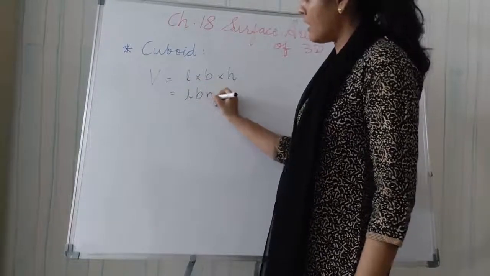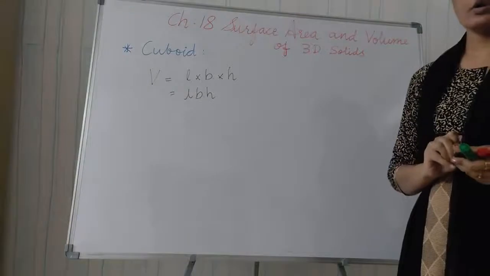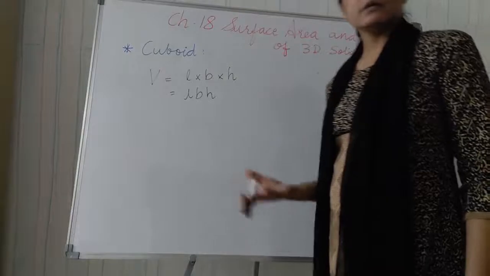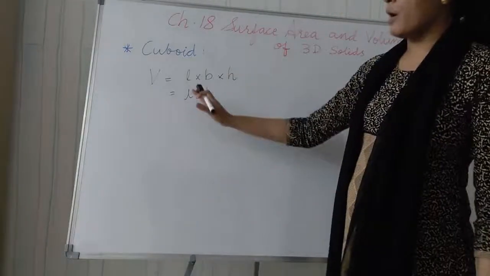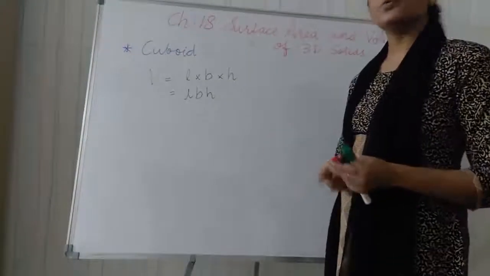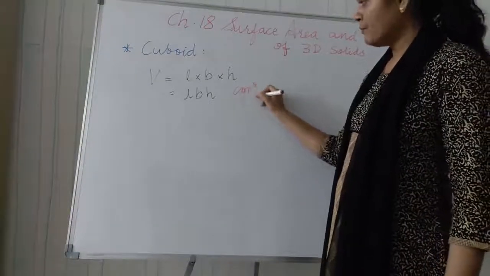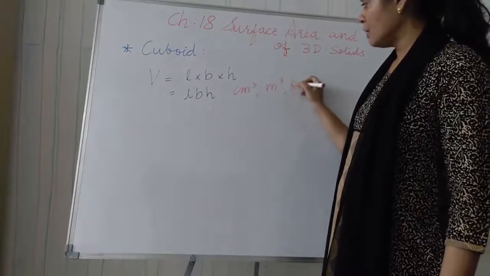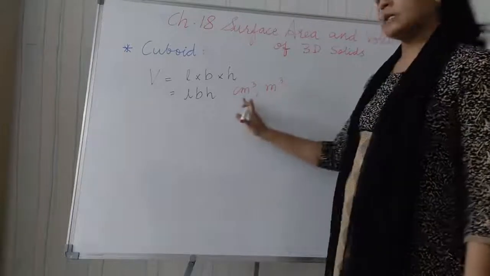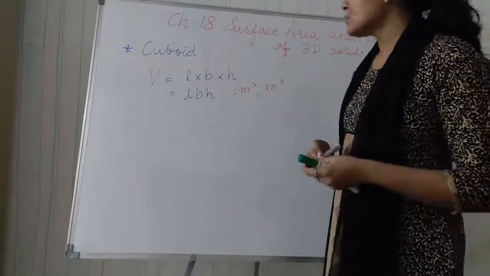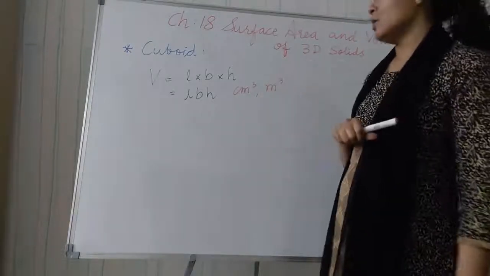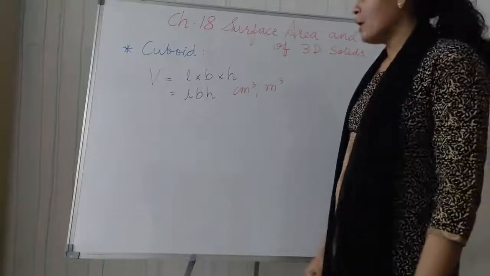Now students, areas we all know what is the unit for the area. It may be centimeter square, meter square or kilometer square, but in cuboid or any of the volumes, when you find out, then its units will be either centimeter cube or meter cube or kilometer cube as per the question. Generally these two will come, centimeter cube and meter cube. So remember the units, or you can say cubic centimeter or cubic meter also, of the volume of the cuboid here.